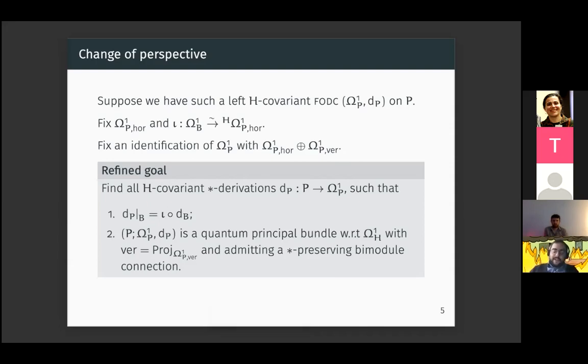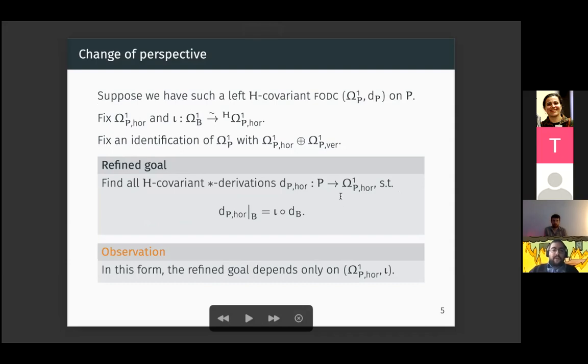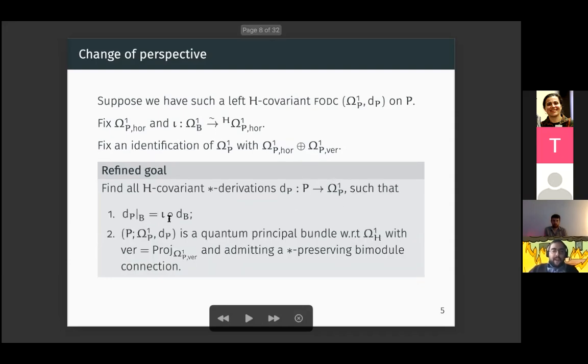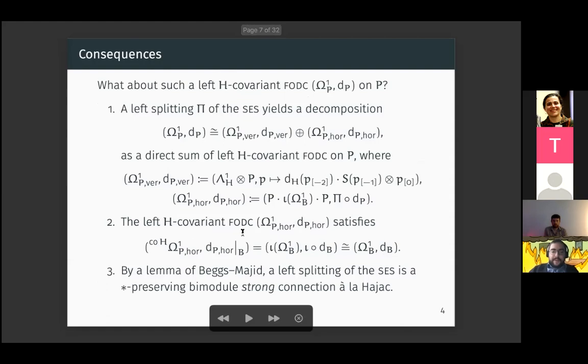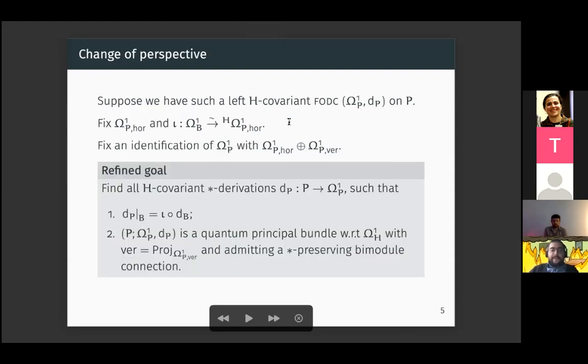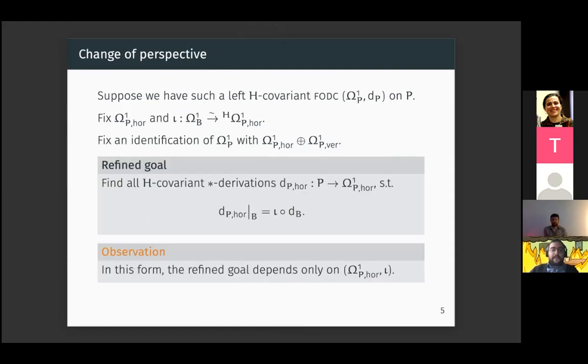Let's unpack what this means further. If you use this, it simplifies down to something very simple. All we're doing in this case is finding all H-covariant star derivations from P to the horizontal one forms that define lifts of the derivative on the base. That's all we're finding. And what I want to point out is that this refined goal doesn't involve the orbit-wise geometry one bit.